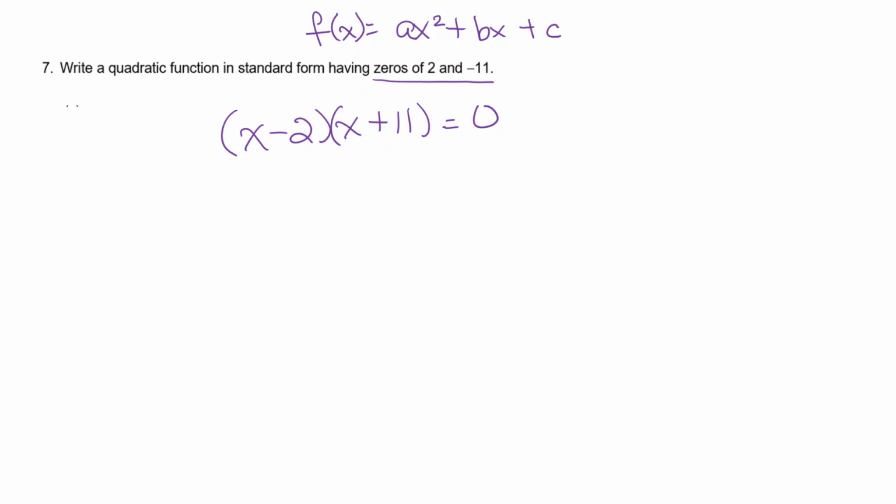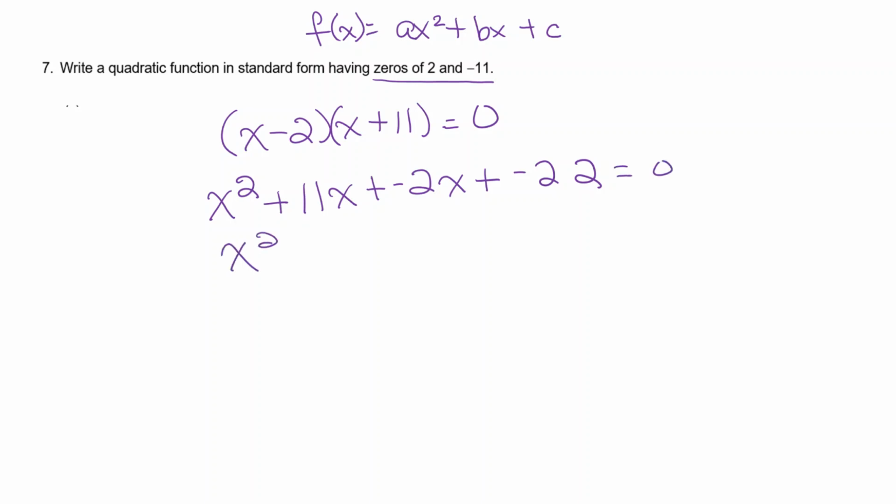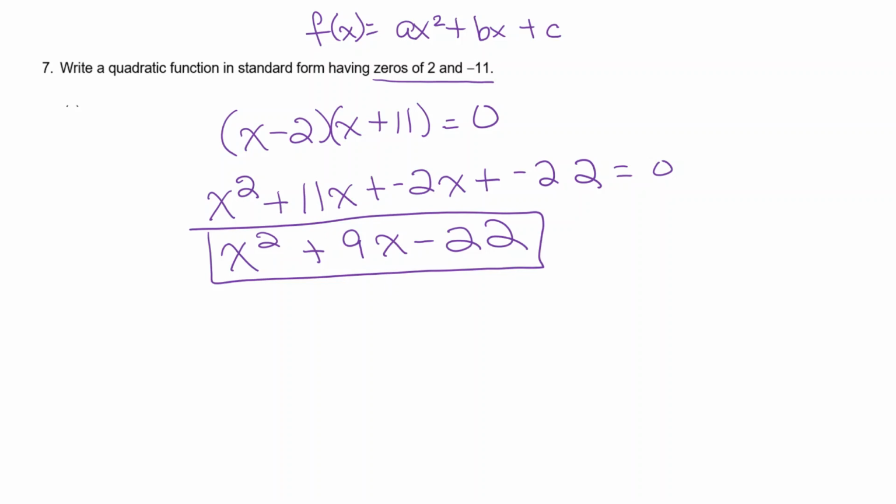Now that I have that, I can just FOIL this out, and I'm going to end up in the right format. So when I FOIL, I multiply the first terms together. It's going to be x squared, and the outer terms together plus 11x, and the inner terms together plus a negative 2x, and then the last terms together, negative 22. All of that would equal 0. Now we're just going to put everything together, x squared plus 9x minus 22. And that would be your final answer. It says write a quadratic function, so we would actually say f of x equals that.